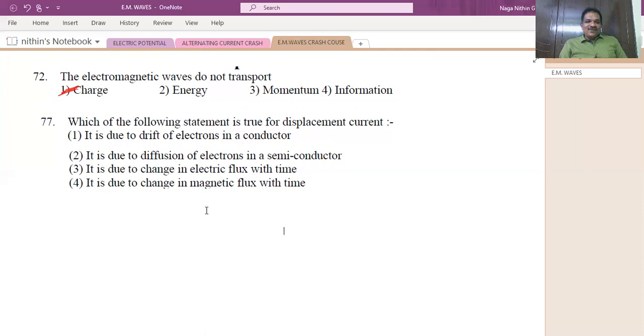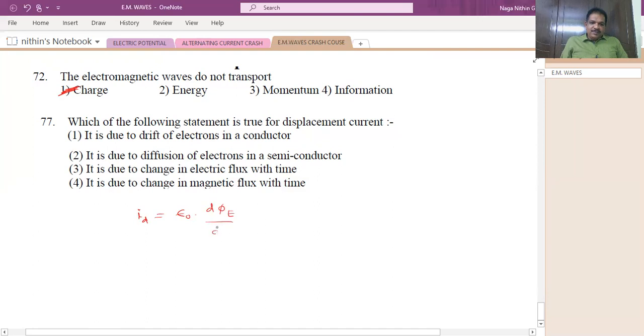Which of the following statements is true for displacement current? It is due to drift of electrons. No, drift of electrons is drift velocity, that is not it. It is due to the diffusion of electrons in the semiconductor. No. Here, displacement current formula ID is equal to epsilon naught into d phi by dt. Change in the electric flux with time will create the displacement current. Not change in the magnetic flux, change in the electric flux. So third option will be correct.